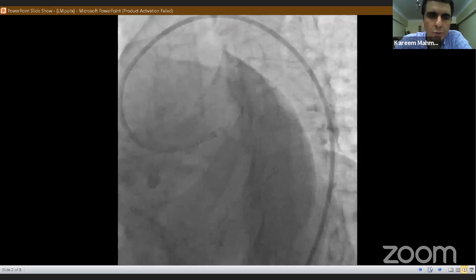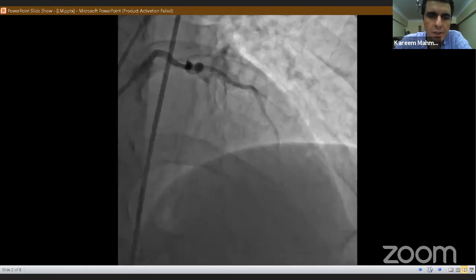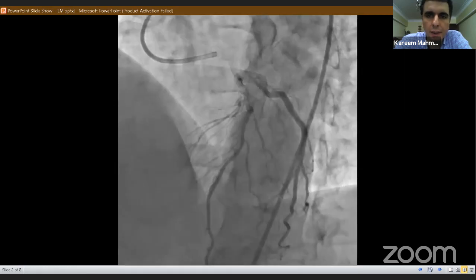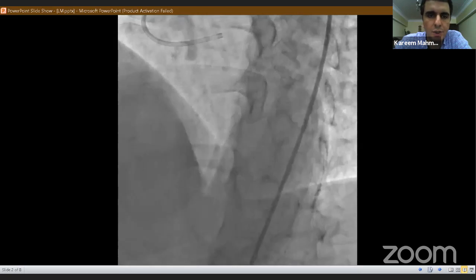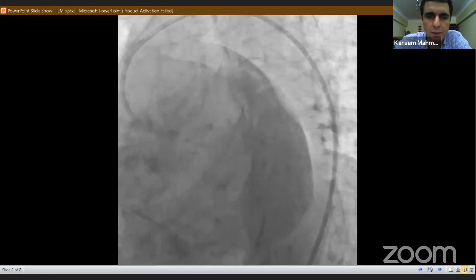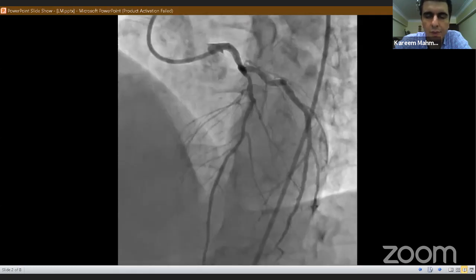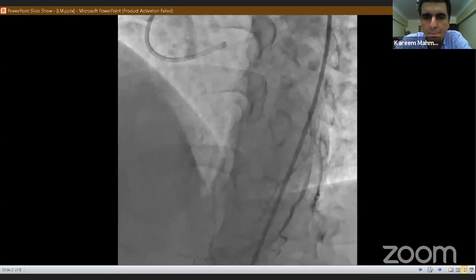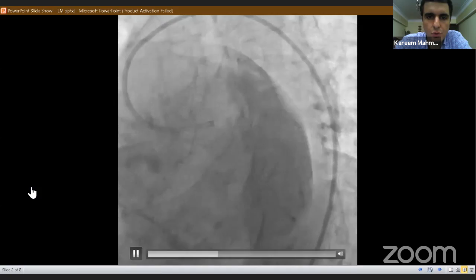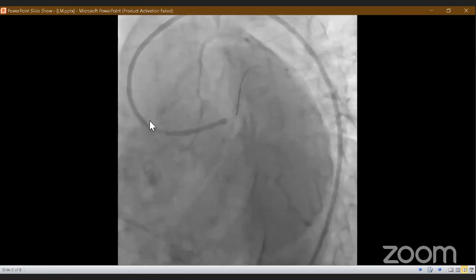Okay, my question to Dr. Karim, what do you think about it? I think there are a lot of operators that recommend doing a routine kissing balloon inflation after provisional stenting. So, Dr. Karim Said, what do you think about this routine strategy of doing a kissing balloon inflation? I think Dr. Karim has some problem with connection. Okay, I am with you, Karim.